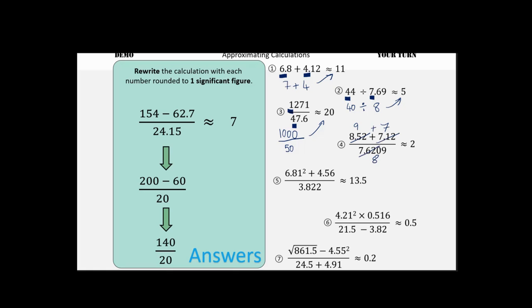So what do we have? Nine add the 7 is 16 divided by the 8 gives me approximately 2. On question 5, we are looking at this number rounded to one significant figure becomes 7 squared plus this number 4.56 becomes 5 and 3.82 becomes 4.